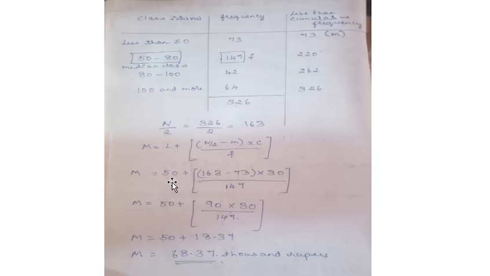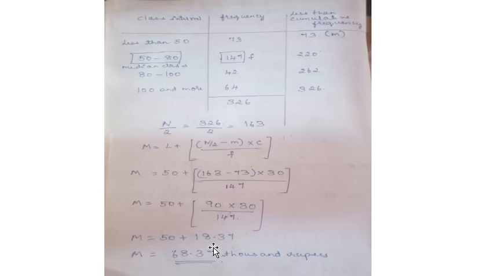So write 50 plus n by 2. What is n by 2? 163. So write 163 minus m. M refers to 73, into c. C refers to the difference between these two numbers, that is 30, divided by f. F is the frequency, that is 147. Next, median is equal to 50 plus 163 minus 73, that is 90, into 30 divided by 147. So median is 50 plus 90 into 30 divided by 147.